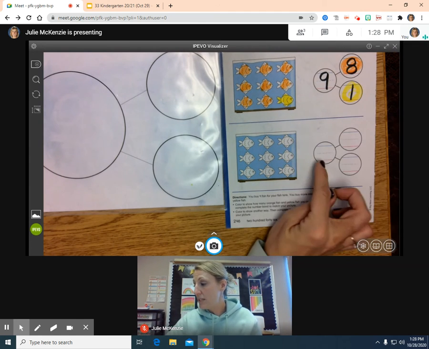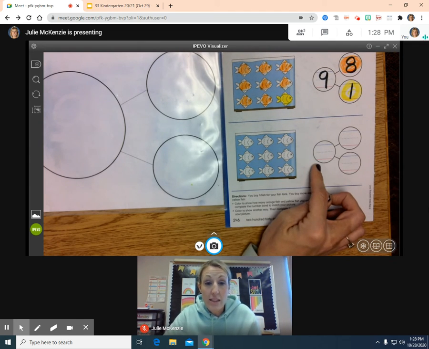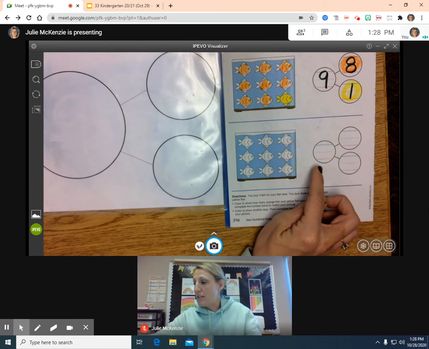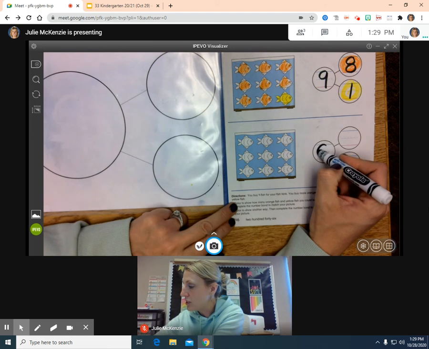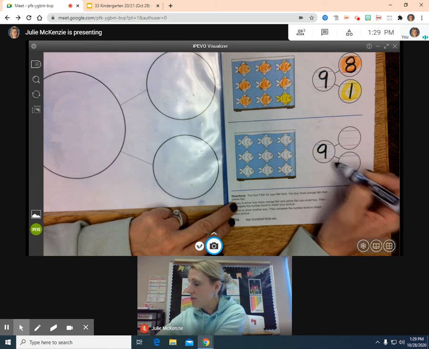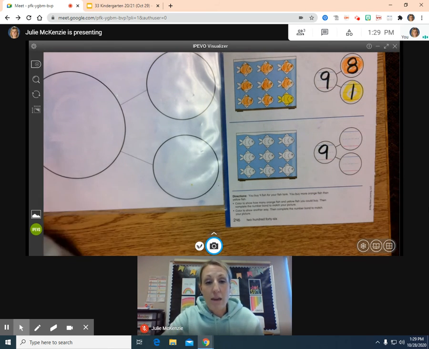Okay, so we have the same group of fish. How many are in this fish tank? It's the same as before. There are 9 fish in the fish tank. So make magic C, up and back down the line. That is how you make a 9.